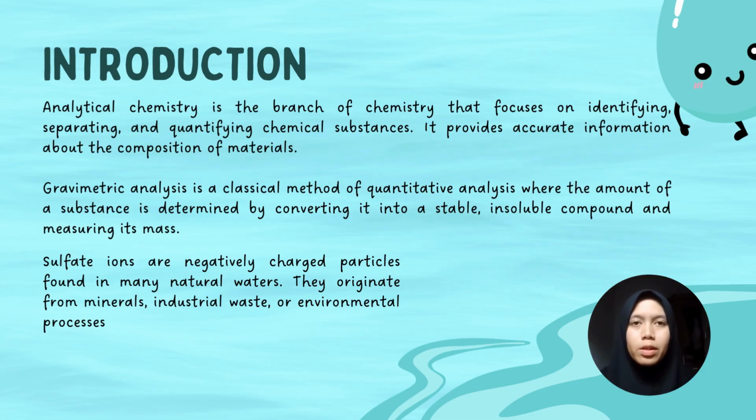Analytical chemistry is the branch of chemistry that focuses on identifying, separating, and quantifying chemical substances. It provides accurate information about the composition of material. Other than that, gravimetric analysis is a classical method of quantitative analysis where the amount of a substance is determined by converting it into a stable insoluble compound and measuring its mass. Other than that, sulfate ion is a negatively charged particle found in natural water. They originate from minerals, industrial waste, and environmental processes.